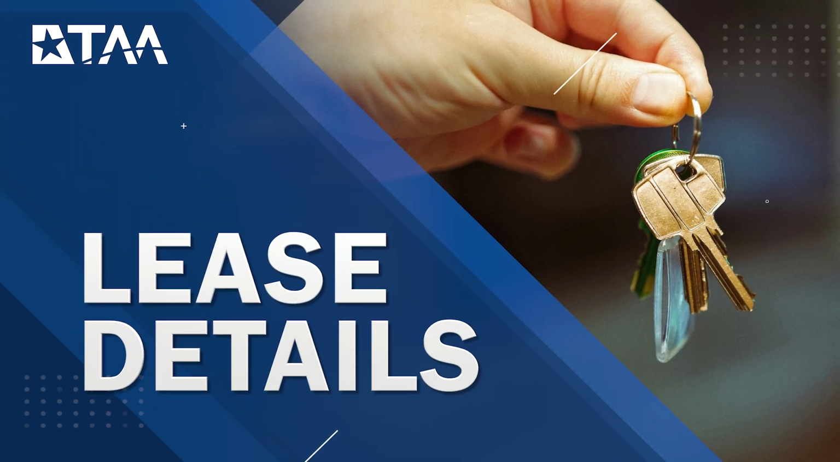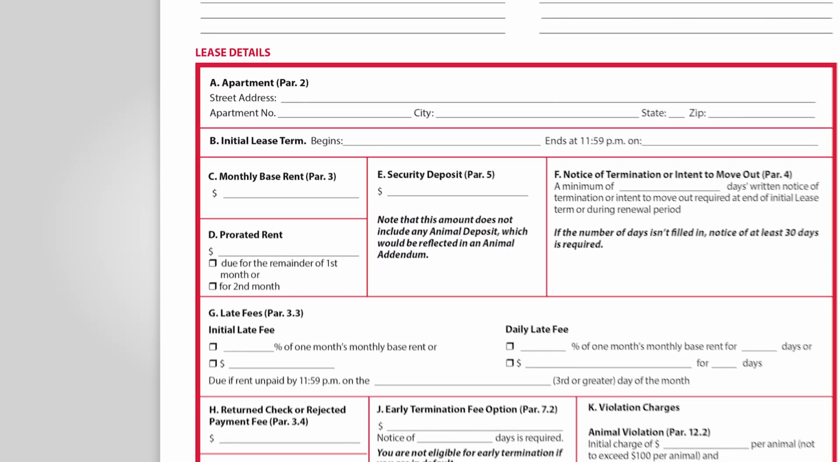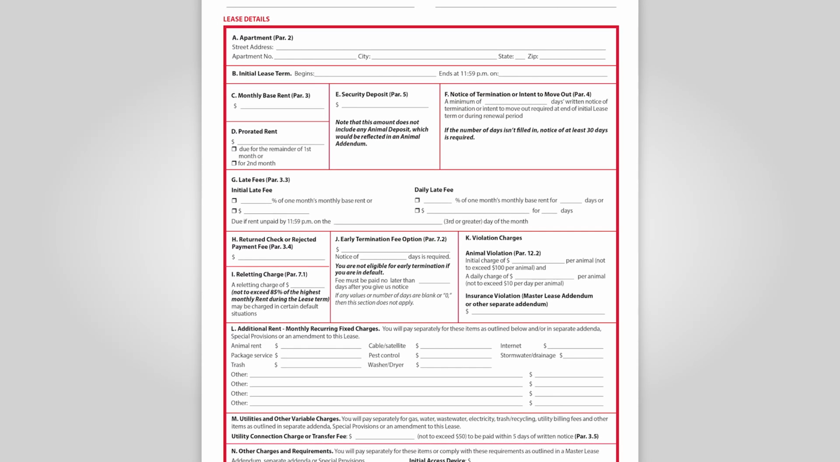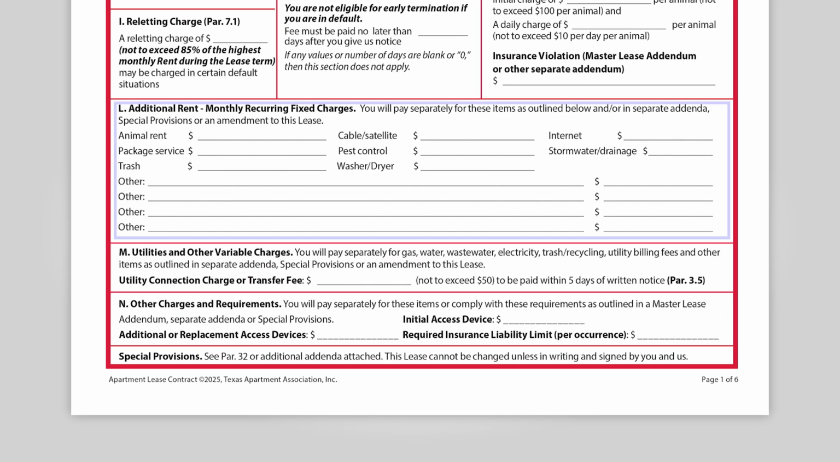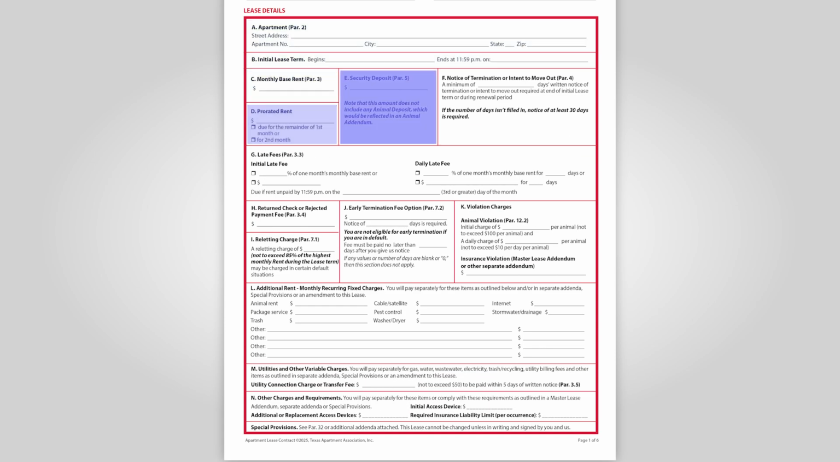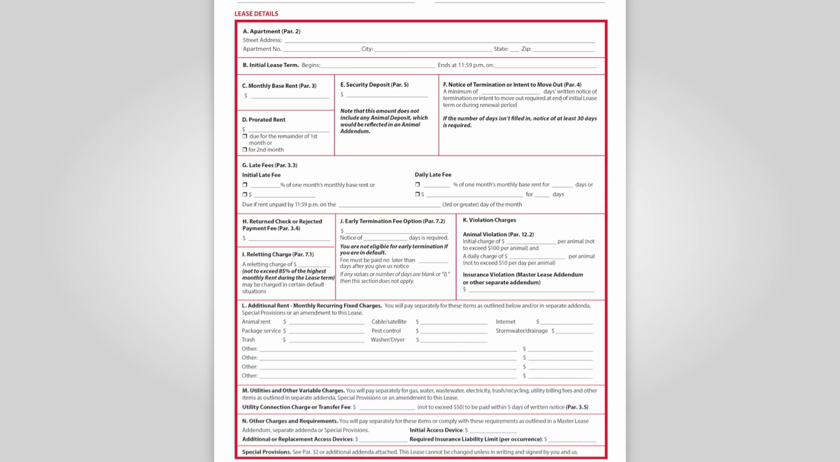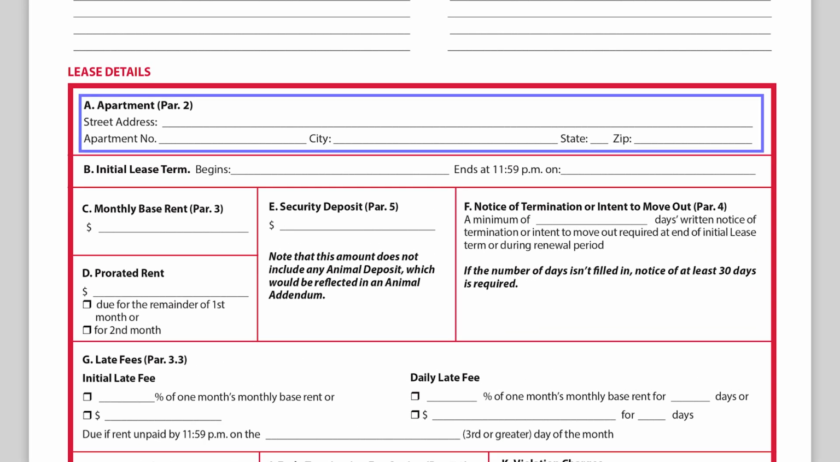Lease details. The lease details section on page 1 is intended to provide a transparent, clear look at the important terms and dollar amounts related to the lease. It includes space for us to add and describe charges. Each box in the lease details section relates to provisions in the lease. Let's take a closer look at what's included in the lease details section.